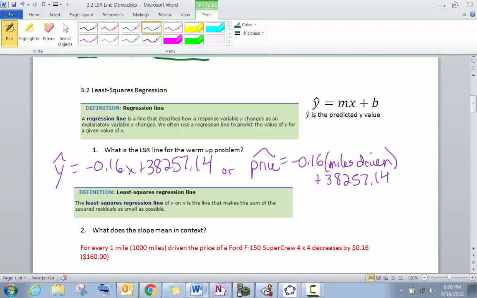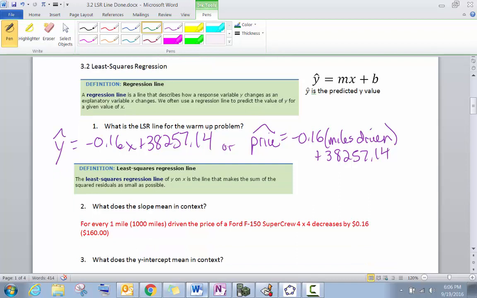So we can put in what the variables are instead of just using x and y. It might make more sense. What does the slope mean? Well, as x goes up by 1, what happens to our y value? For every 1 mile driven, the price of a Ford F-150 Super Crew 4x4 decreases, because it's negative, by 16 cents. Or we can multiply it by 1,000, get 160 bucks per every 1,000 miles driven, or whatever multiple you think makes more sense.